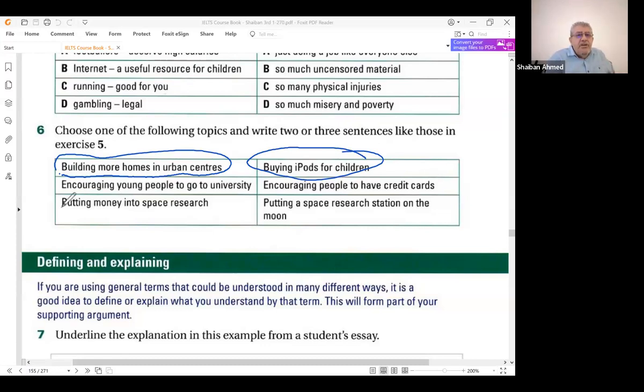Putting money into space research. You know, spending $5 to 10 billion on space research. Why is it not a good idea? Putting a space research station on the moon. So these are some of them. But encouraging young people to go to university, should we refute this? Do you think we should refute it? These days, yes. Why, Muhammad? You discourage.